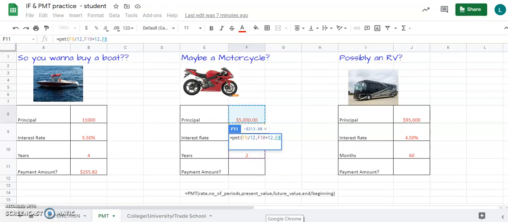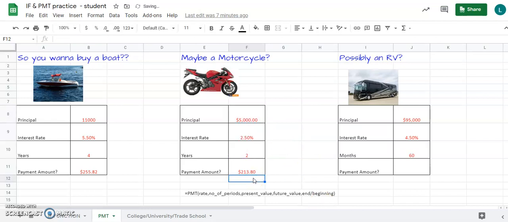F8. Now you can stop right here and close your parentheses, because remember I told you previously that future value and end or beginning automatically default to 0, so you don't even need to type them unless you wanted to change the future value or the last part where it says end or beginning. Instead of putting a 0 you put a 1, then you would do that. But again, you don't need to if both of them are 0. Remember, when I hit enter, this is going to be negative, so I'm going to go in front of the F8, hit the negative sign, and then hit enter.